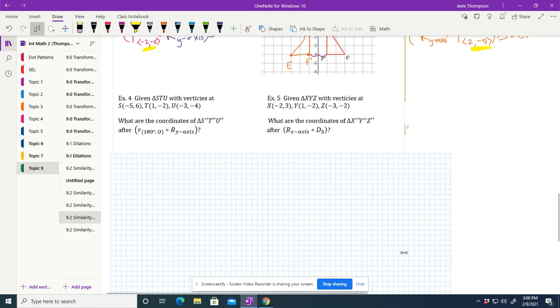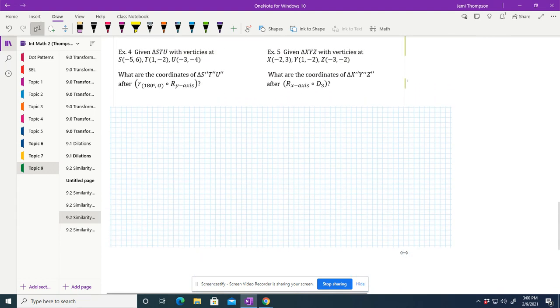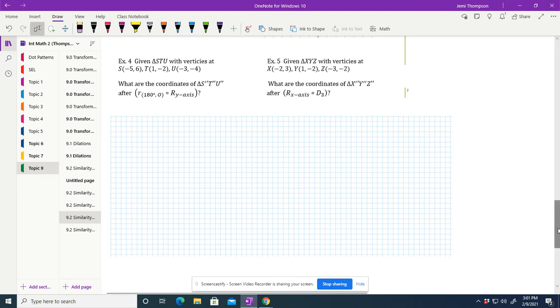Okay. Example 4 and 5, I created without a very specific grid in an effort to give us all practice with making our own coordinate plane and making sure we're labeling and giving us kind of that skill as well. So example 4, given triangle STU with these vertices, what are the coordinates of S double prime, T double prime, U double prime after the transformation of rotating 180 degrees composed with a reflection across the y-axis?